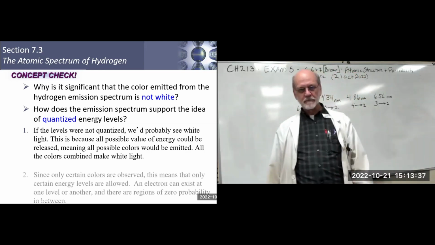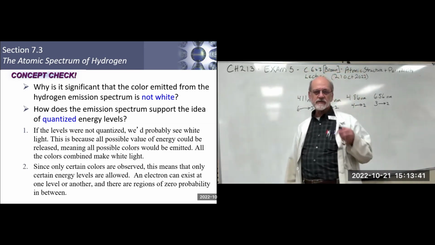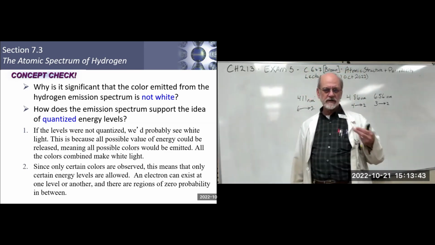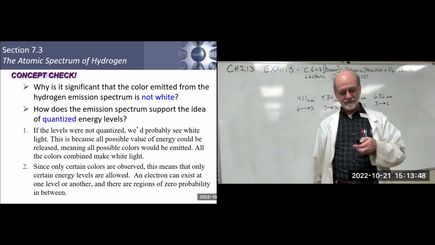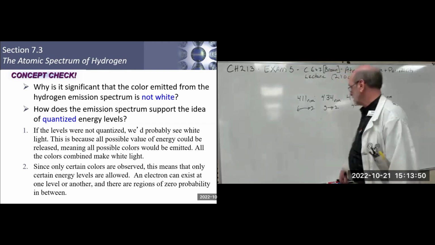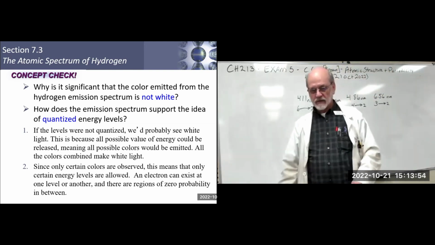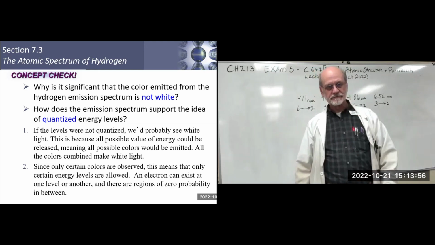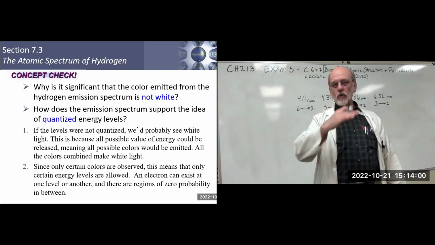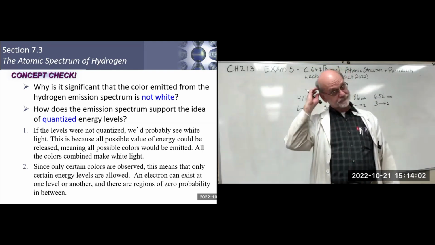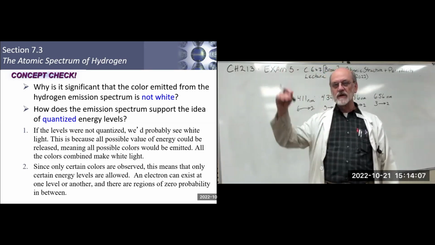And how does the emission spectrum support the idea of quantized energy? Since only certain colors are observed, this means that only certain energy levels are allowed. You don't see any colors in between, here, here, and here. You only see those specific colors. That means the energy levels are fixed and quantized. Right? There's no in between. It's either you move from here to here or you don't move.